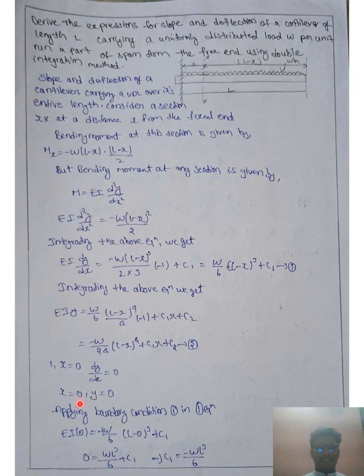At x equals 0, d y by d x equals 0, and y also becomes 0. Applying the boundary condition in equation 1, E I into 0 equals W by 6 into (L minus x) cube, substituting 0 for x. It comes to 0 equals W L cube by 6 plus C1, so C1 equals minus W L cube by 6.